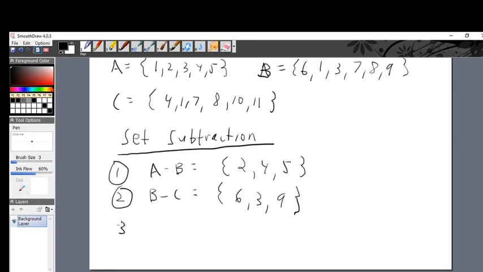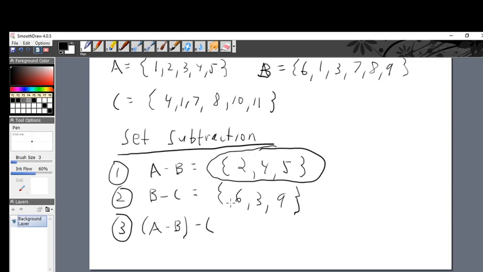And here's an important one to show you. How about if I have A minus B in parentheses minus C? All right, that means we've already done the work over here of A minus B, so we don't have to do the work from scratch. But what that means is go find A minus B first, which we know. It's right over here. A minus B, which we already have, and then subtract C out of there. So you've got to be in A minus B, but you can't be in C to make the final cut.